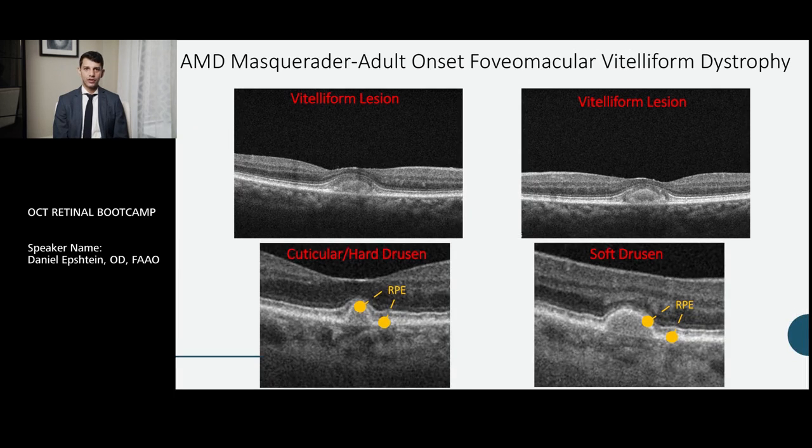An important masquerader to AMD is adult onset foveal macular vitelliform dystrophy. These lesions are going to be foveal, and they tend to be very symmetric. And the issue with these is that in adult patients, they don't really tend to progress too much. And of course, for these patients, you wouldn't really treat them the same way you would your AMD patients, like talking about AREDS 2, 4 mil, and such.